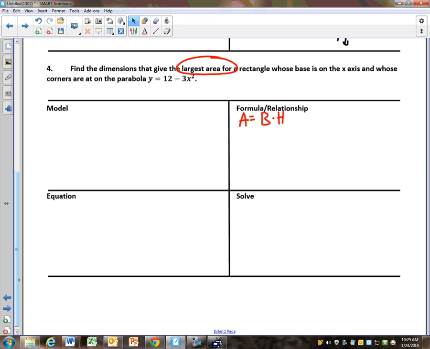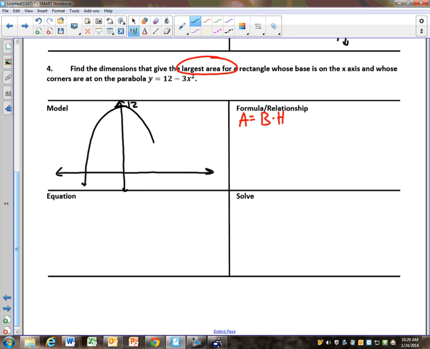The rectangle's base is on the x-axis and its corners are on the parabola y equals 12 minus 3x squared. So let's try to get a good picture of what's happening. 12 minus 3x squared, what does that look like? Upside down parabola shifted up how many units? 12. It has a y-intercept of 12, and it's going to head down from there. If you found the x-intercepts, you would know that they were -2 and +2. That's not essential to this problem, but just in case you were curious.